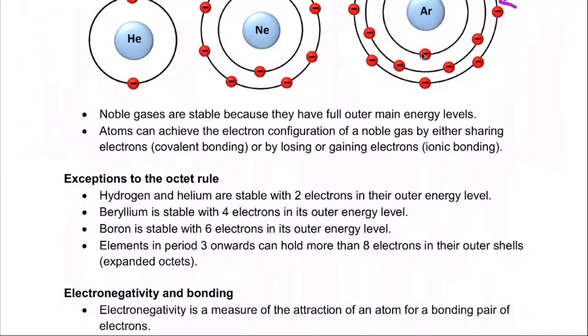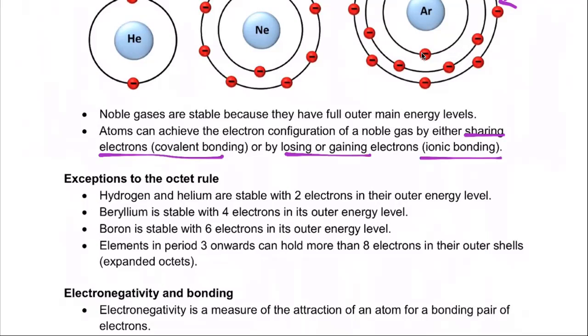Okay. And so atoms can achieve, or they can look like a noble gas in terms of its electron configuration by doing one of the things that I just mentioned, by either sharing electrons and making a covalent bond, or by losing or gaining electrons and forming an ionic bond. And so those are our 2 main types of bonds that we're going to focus on in this topic, ionic bonding and covalent bonding.